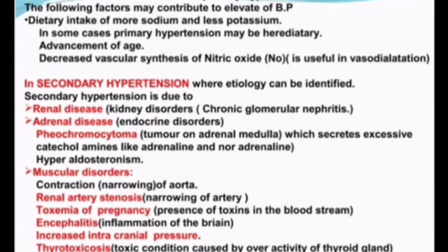In secondary hypertension, the main etiology is renal disease, adrenal disease, etc. Next, vascular disease also causes secondary hypertension. In vascular disorders: renal artery stenosis, encephalitis, thyrotoxicosis, and the use of oral contraceptives. These are the vascular disorders.